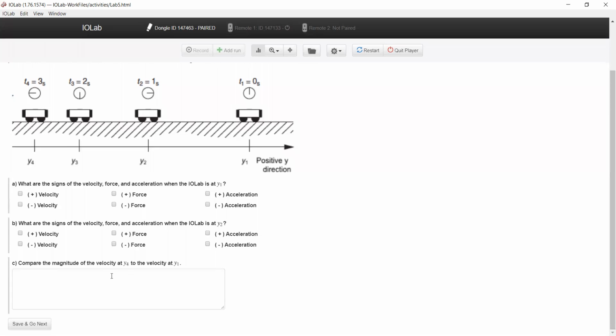Compare the magnitude of the velocity at y4 and the velocity at y1. Is the magnitude greater here or here? We are slowing down, remember. Okay, so go ahead, write your answer and click on save and go next.